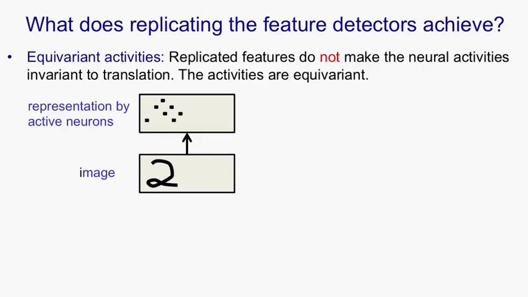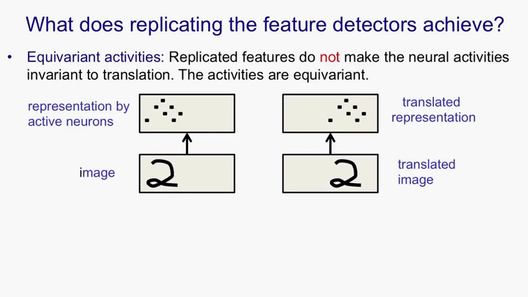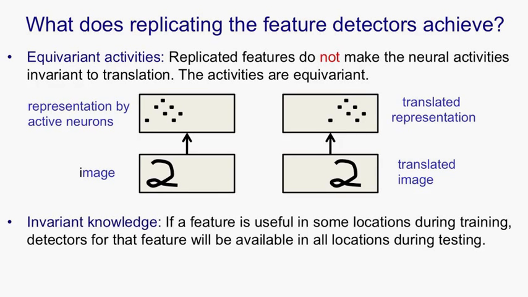Here's an image, and the black dots are the activated neurons. Here's a translated image, and notice the black dots have also translated. So the image changed, and the representation also changed by just as much as the image. That's equivariance, not invariance. There is something that's invariant, and that's the knowledge. So if you learn replicated feature detectors, if you know how to detect a feature in one place, you'll know how to detect that same feature in another place. And it's important to note that we're achieving equivariance in the activities and invariance in the weights.